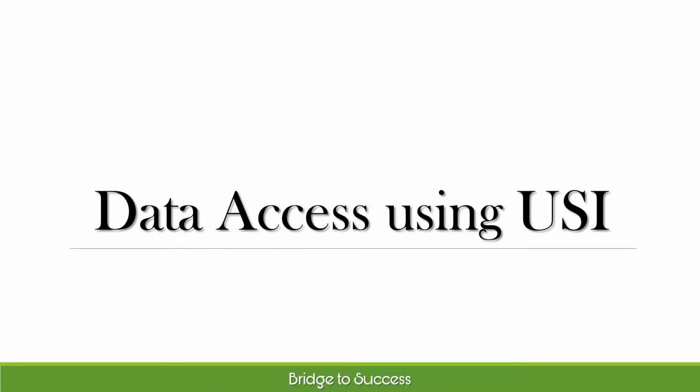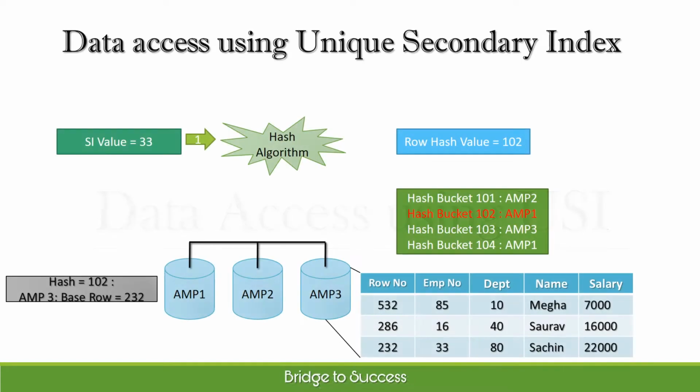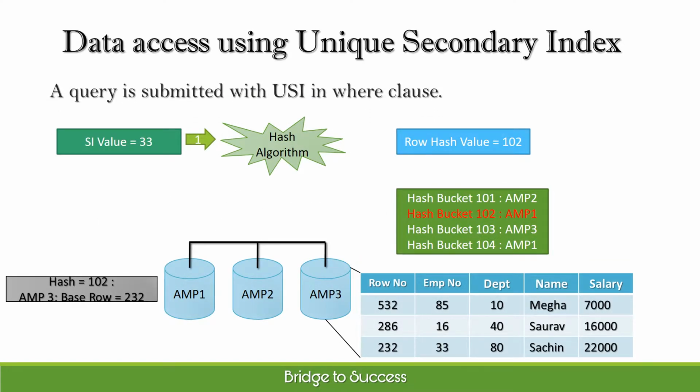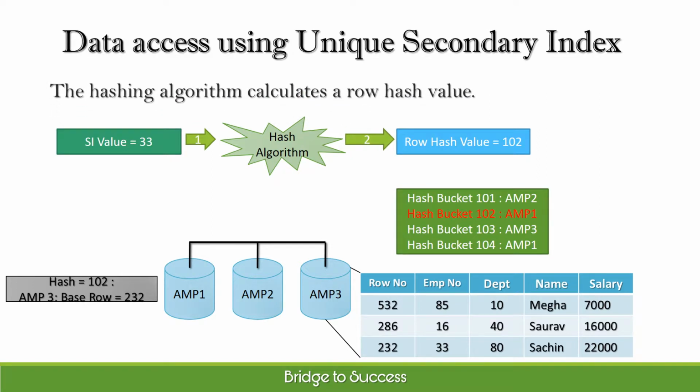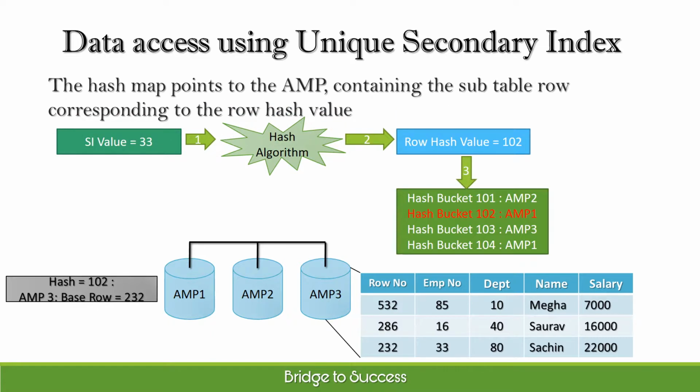Now, we can see how data is accessed using unique SI when a query is submitted. We need to access the record with employee number as 33, which is the unique secondary index in the table. So, we submit a query with employee number equals 33 in the where clause. The hashing algorithm calculates the row hash value. Let's assume the value as 102. The hash map points to the AMP containing the subtable row corresponding to the row hash value. Here the subtable is in AMP1.